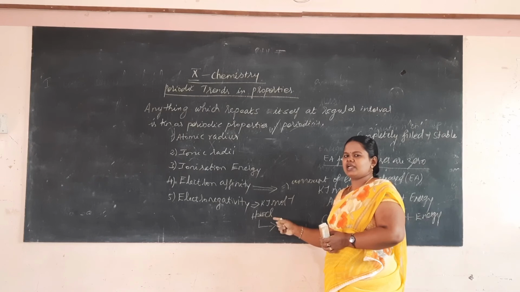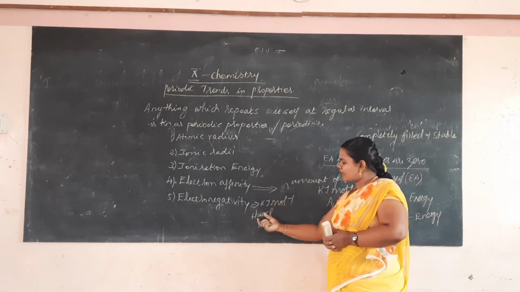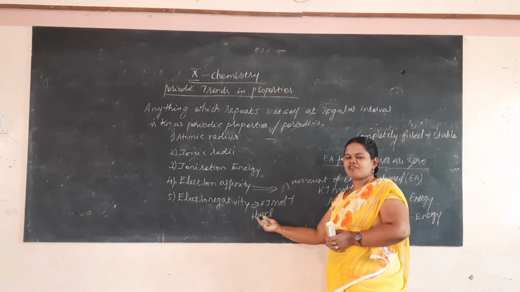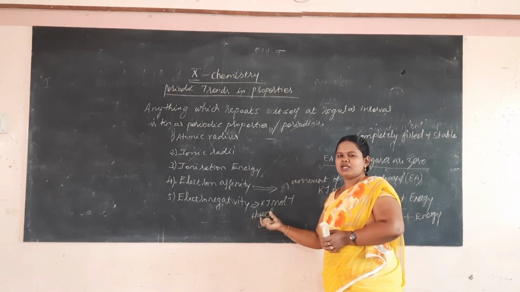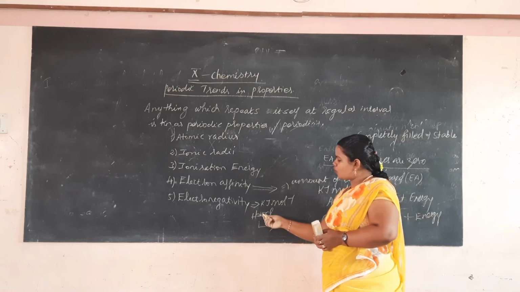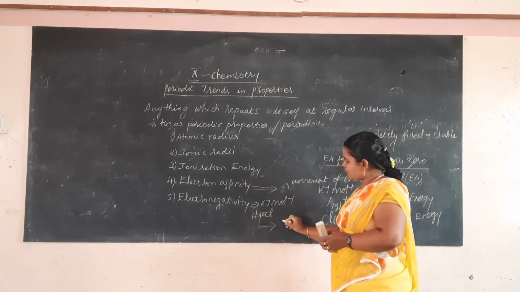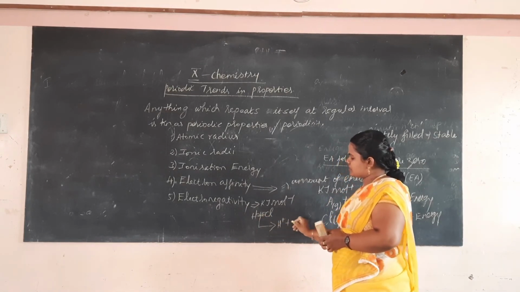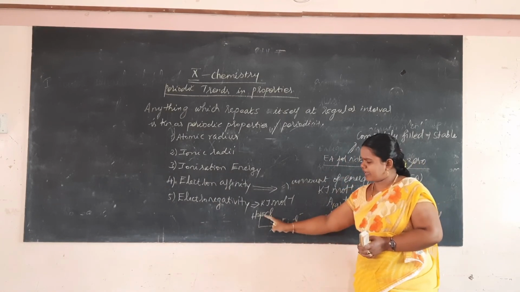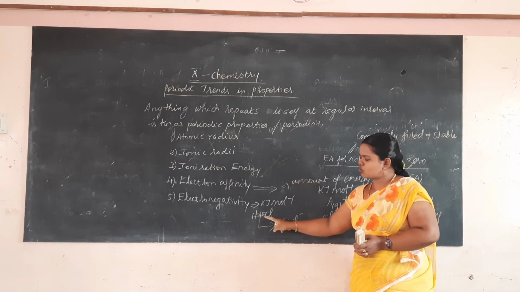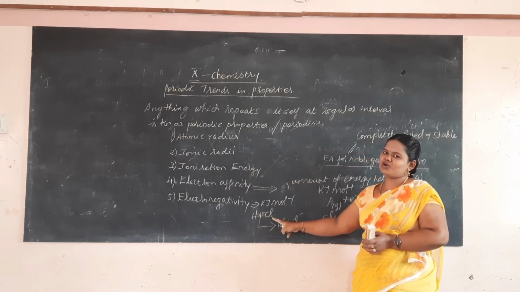Cl, since it is negative, it will accept the electron. So it will accept the shared pair of electrons from hydrogen also. This hydrogen is very weak and it has a weak pull. So when the bond breaks, the positive ion H plus is formed, and Cl minus is formed. So this is the tendency of an atom in a molecule to attract the shared pair of electrons towards itself.